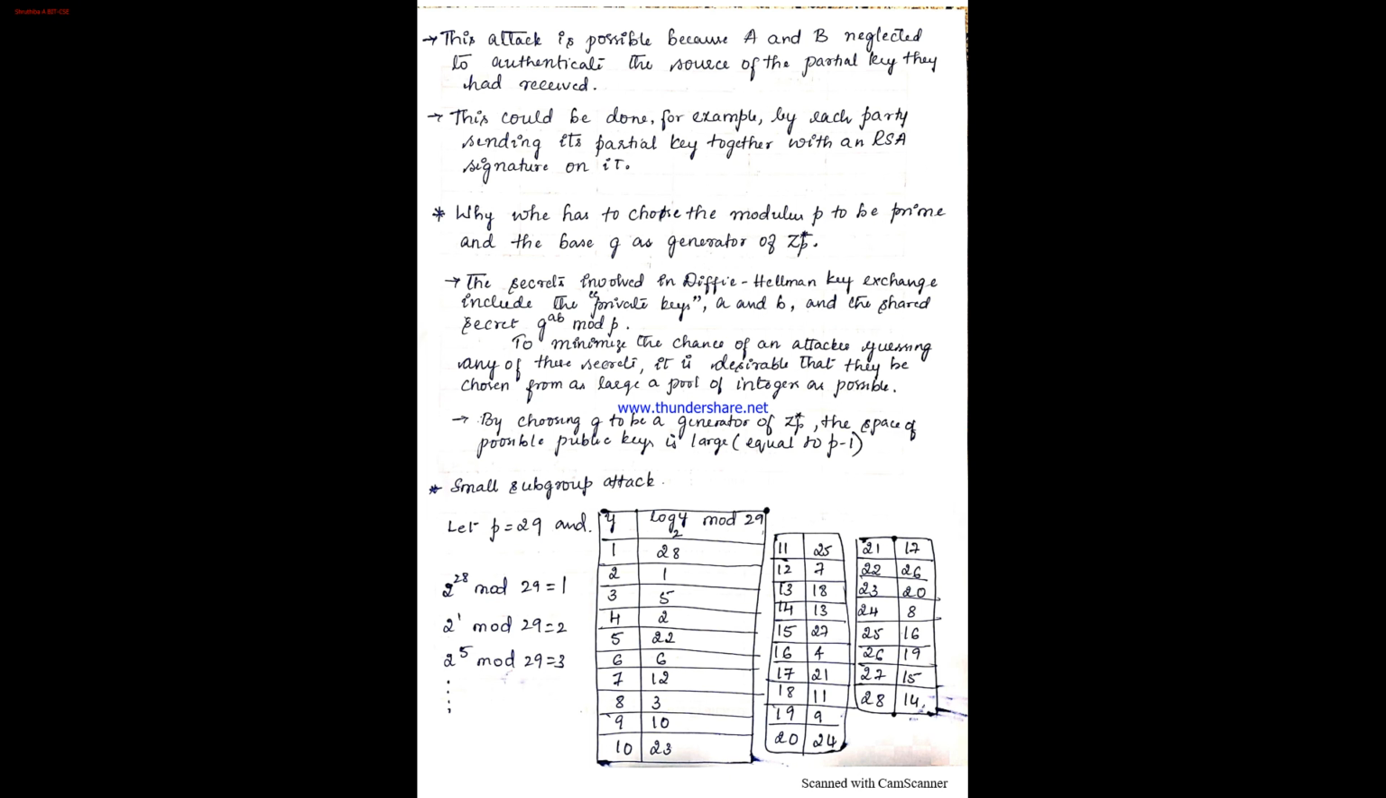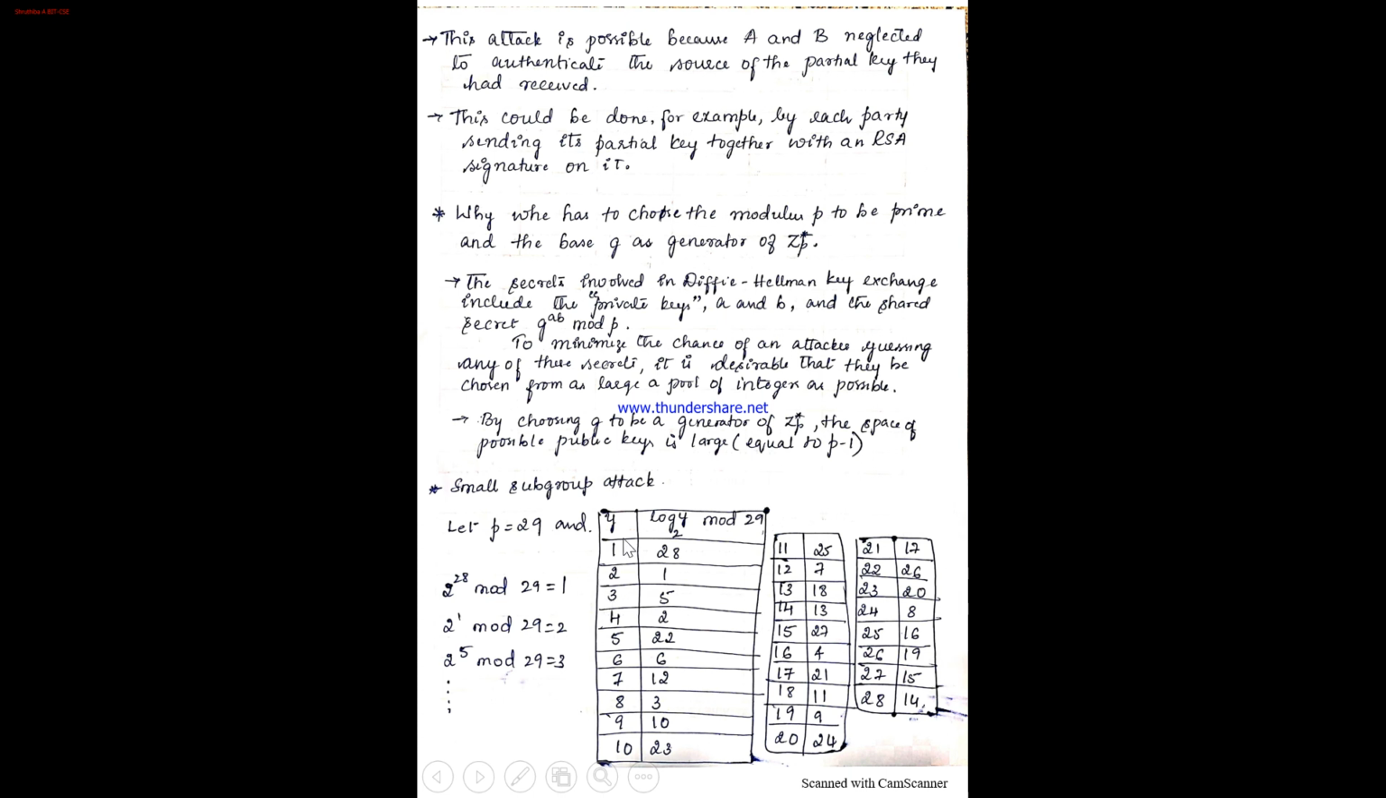One more type of attack that Diffie-Hellman is prone to is the small subgroup attack. What is this small subgroup attack? It is what happens if you choose to go with small prime numbers. Say for example 29, where the generator 2 is being used, and all the values from 1 to 28 are generated by raising it to different powers.